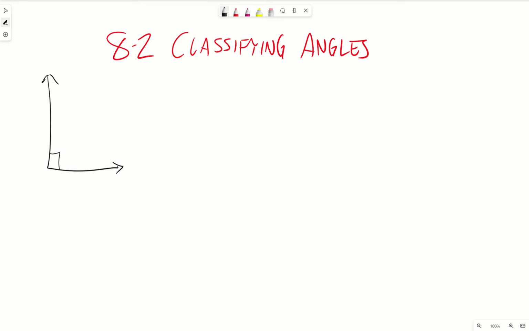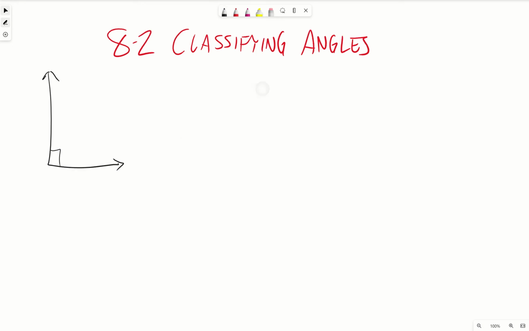Yes, this would be a right angle. This is just a 90-degree angle. Right angle, first vocab word. This is a perfectly 90-degree angle. So now we compare other angles to a right angle.